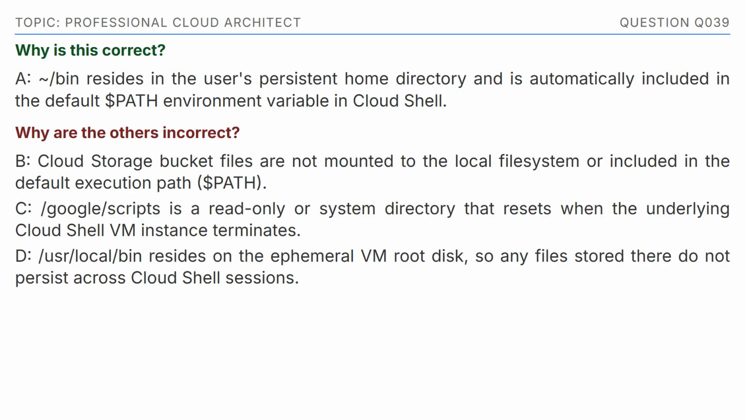B. Cloud Storage bucket files are not mounted to the local file system or included in the default execution path, $PATH. C. /google/scripts is a read-only or system directory that resets when the underlying Cloud Shell VM instance terminates. D. /usr/local/bin resides on the ephemeral VM root disk, so any files stored there do not persist across Cloud Shell sessions.